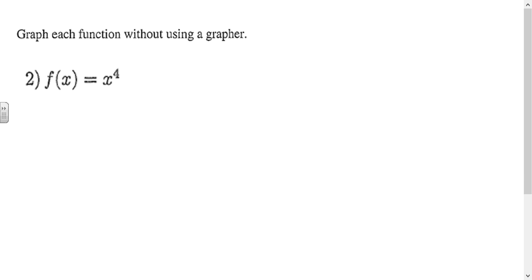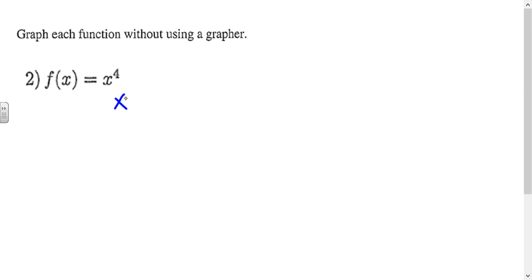Now, this says graph each function without using a grapher. This is actually a problem from the worksheet that you are doing today in class. So you can go ahead and get your worksheet out and do this with me at the same time. This is number 2. Okay, the easiest way to graph a function without using a grapher is to check the end behavior and just plug in some numbers.